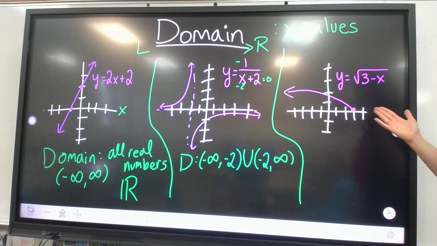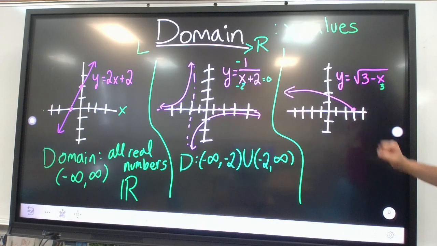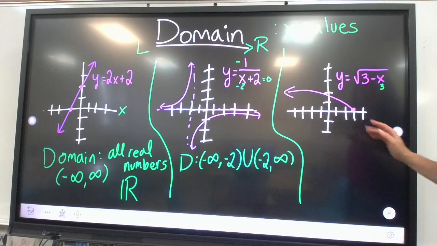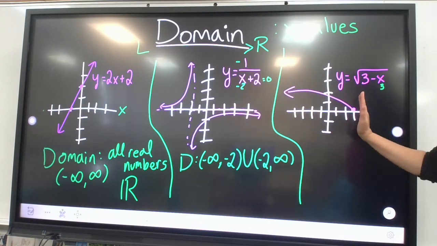Last but not least, we do have a square root function. This is not a typical one. You can see it's 3 minus x. So if I plug in a 3 right here, you can see that it would hit that 0 mark. That's where my x-intercept comes from. And if it was something larger like a 4, we can't take the square root of it. So this function is only defined until positive 3.